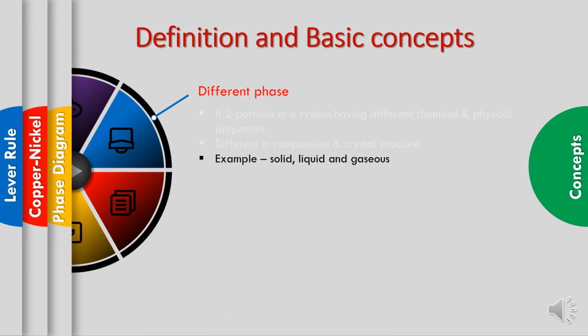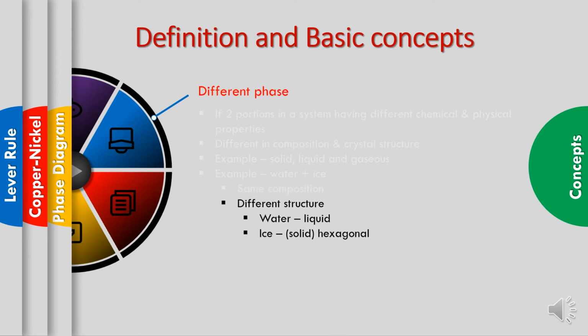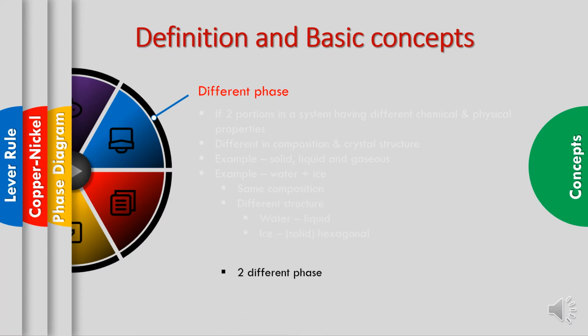And for example there are solid, liquid and gas phases, and let's say we have ice and water in combination, which is the same composition, and produce a different structure whereby water is in liquid phase and ice in the solid phase. So it will have two different phases in the same system.